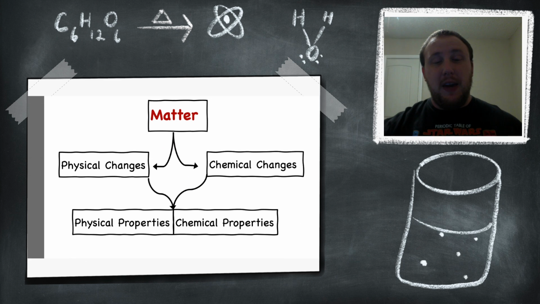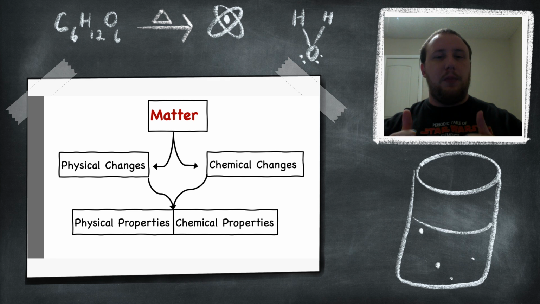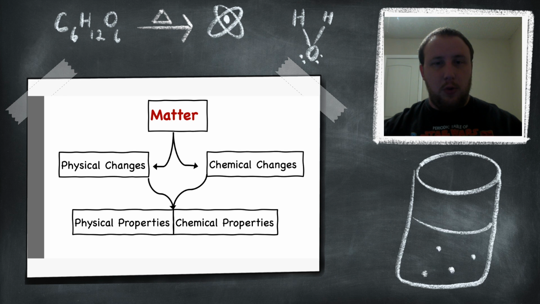So to sum up what we have: matter can go through chemical changes or physical changes. Those changes are indicated by different properties, either chemical or physical properties. So remember, a property shows that a change occurred. The difference between a chemical change and a physical change is that chemical changes cannot be undone, while physical changes can always be reversed.